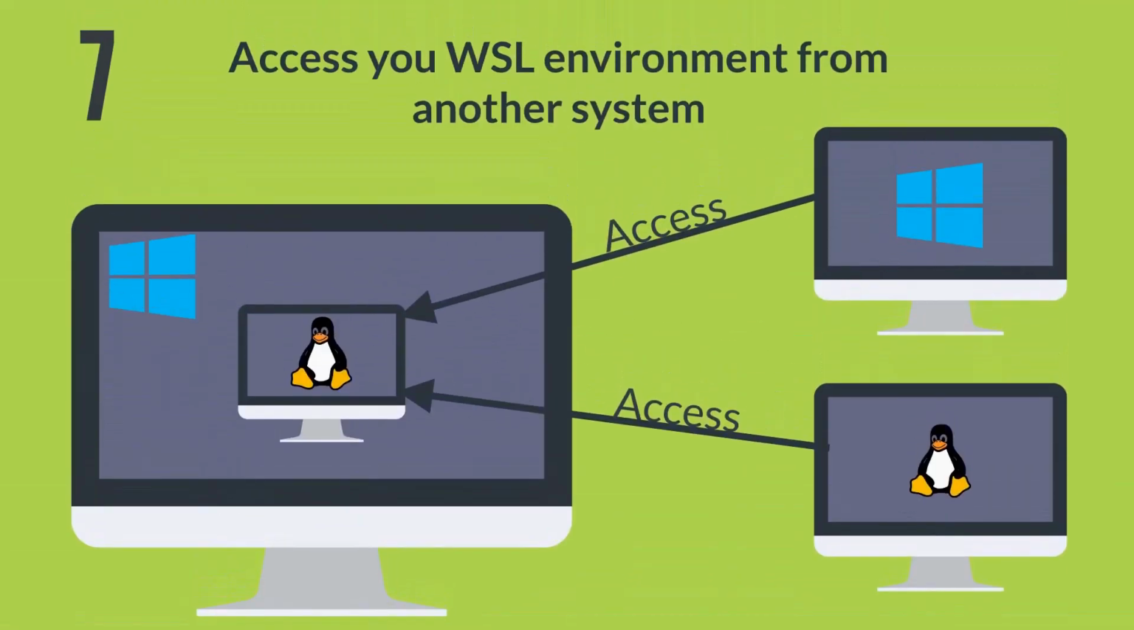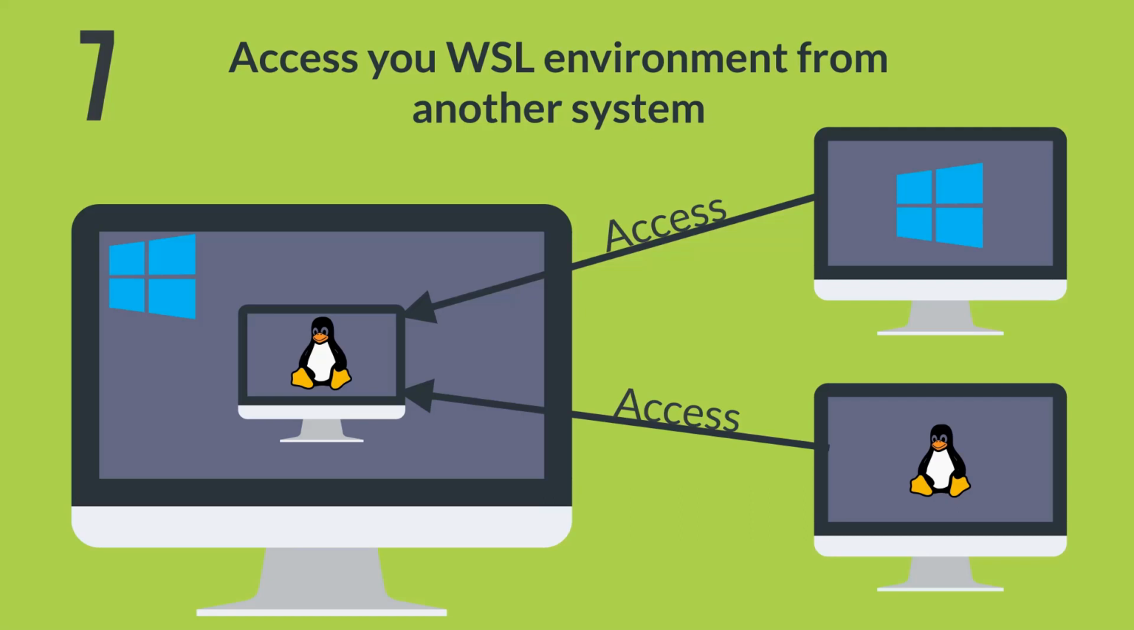The next one is related to having an option of accessing your WSL environment from another system. You can use the OpenSSH server in your Linux system to access your WSL environment from another system. This also allows you to access your Linux system from Jenkins. You can add your Linux system as a node to the Jenkins job and automate the test runs in it.